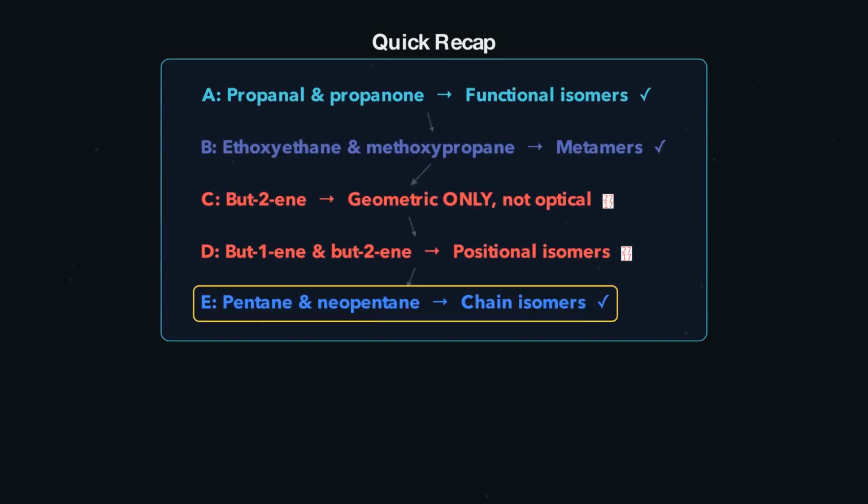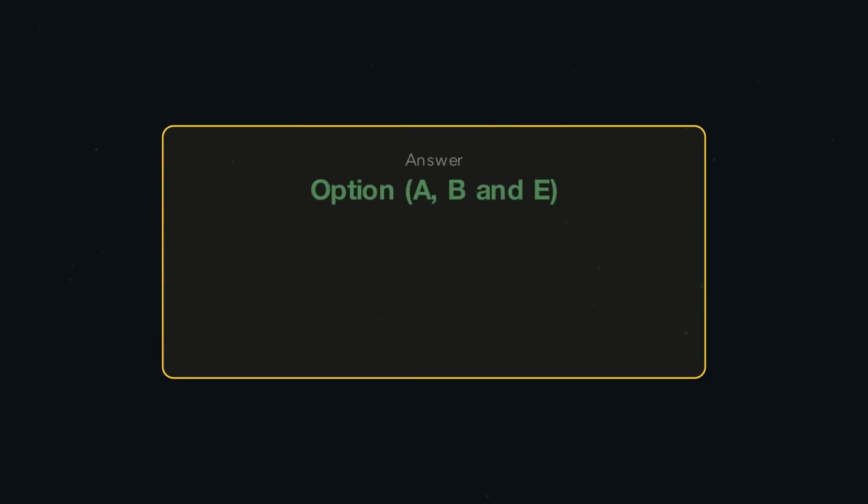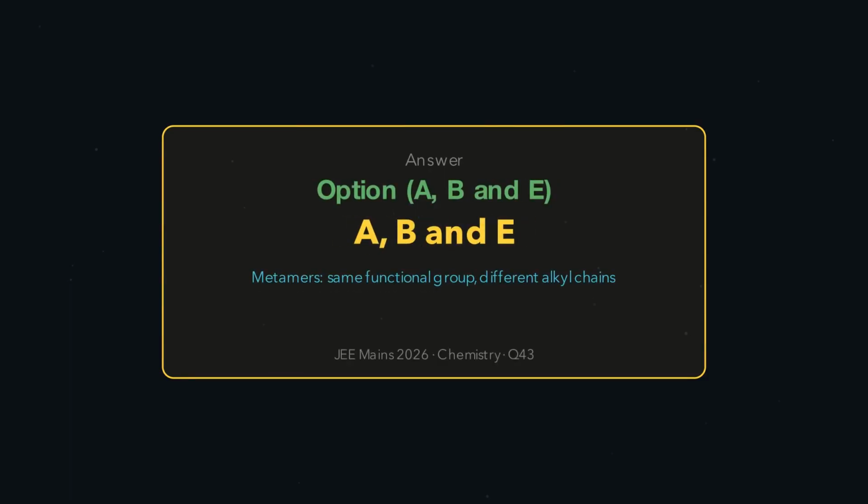Statement D, but-1-ene and but-2-ene as functional isomers. Both are alkenes with formula C4H8 and the same C=C functional group. The only difference is the position of that double bond, position 1 versus position 2. Same functional group, different position. These are positional isomers, not functional isomers. Statement D is wrong.